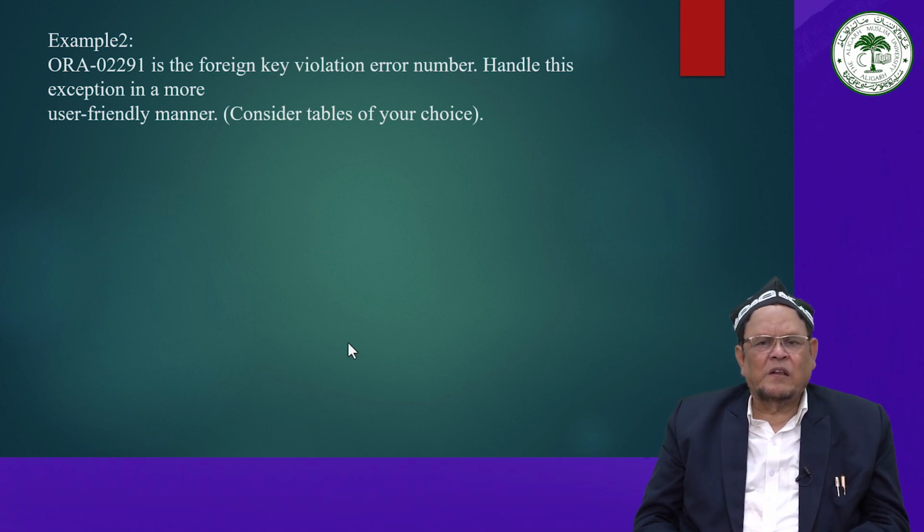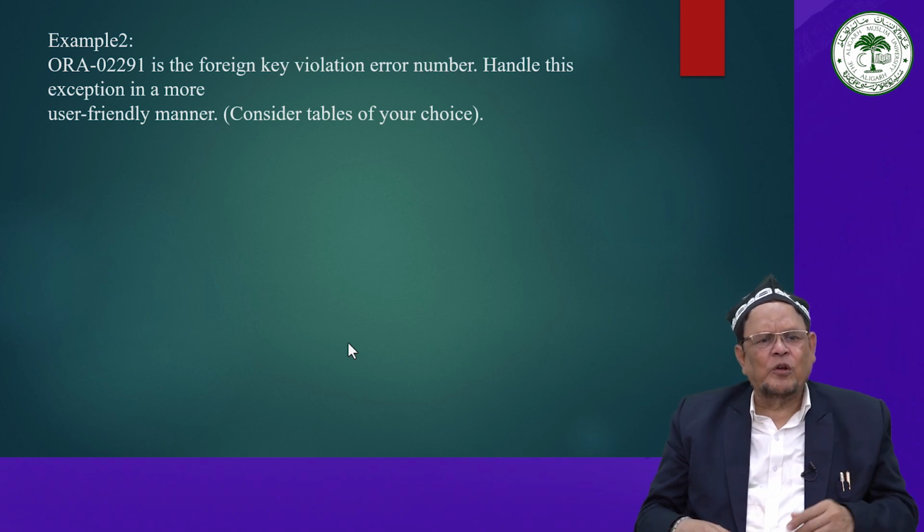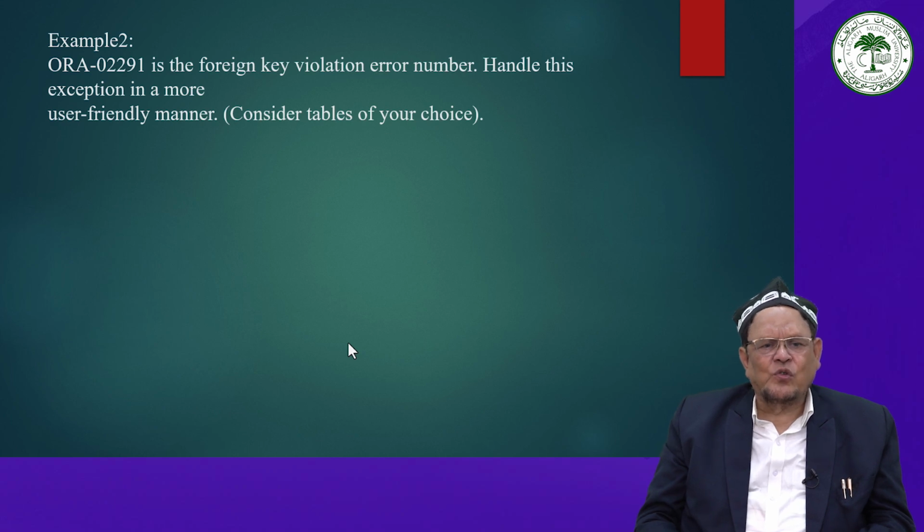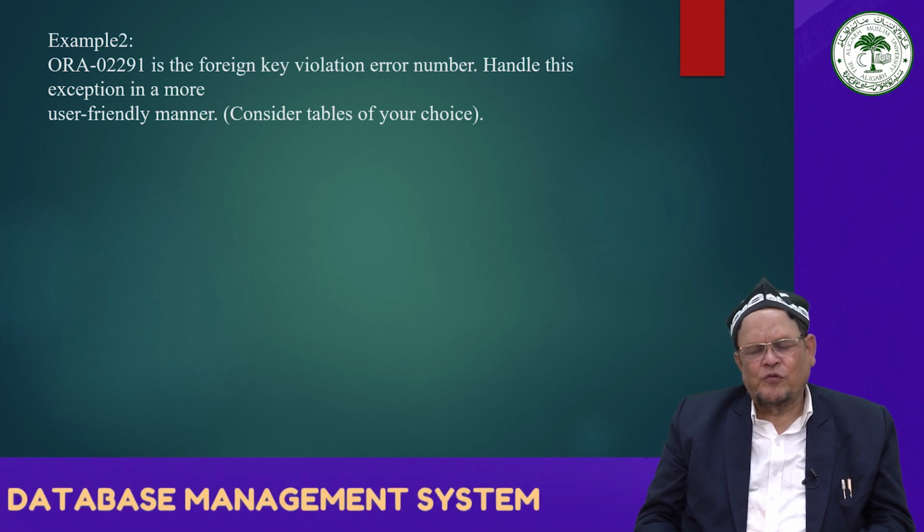Now the next example. ORA-02291 is the foreign key violation error number. Handle this exception in a more user-friendly manner. Consider a table of your choice.